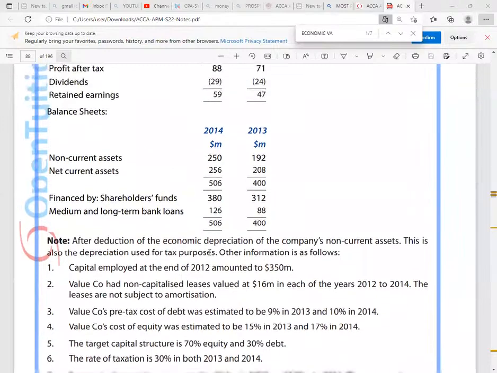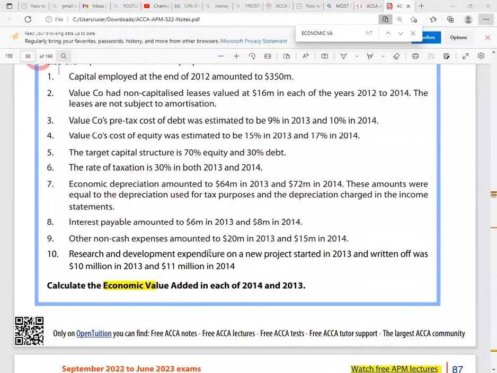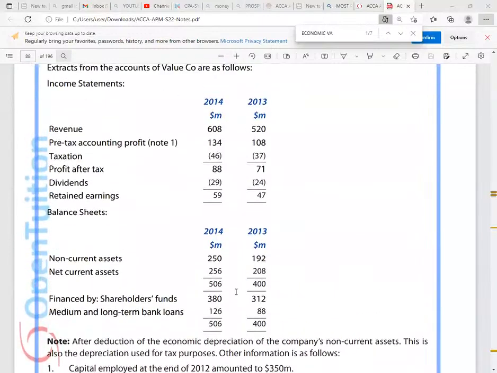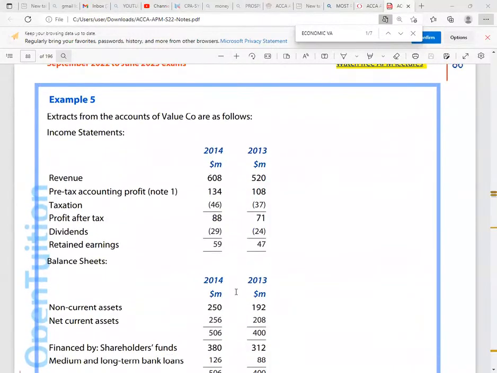So what do they want us to do, ladies and gentlemen, here? They want us to do something very easy. They want us to calculate the economic value added in each of the years, 2014 and 2013.